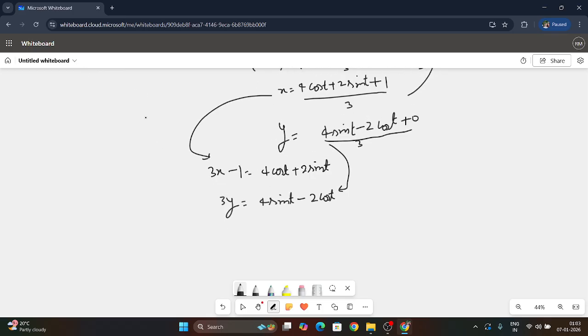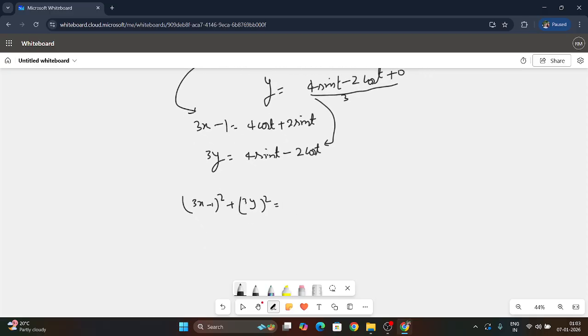If you find the square of 3x minus 1 and the square of 3y, so (3x minus 1) square plus (3y) square is equal to, and this is going to be a plus b whole square, which is 16 cos square t plus 4 sin square t minus 16 cos t sin t, plus 16 sin square t plus 4 cos square t, minus 16 sin t cos t.